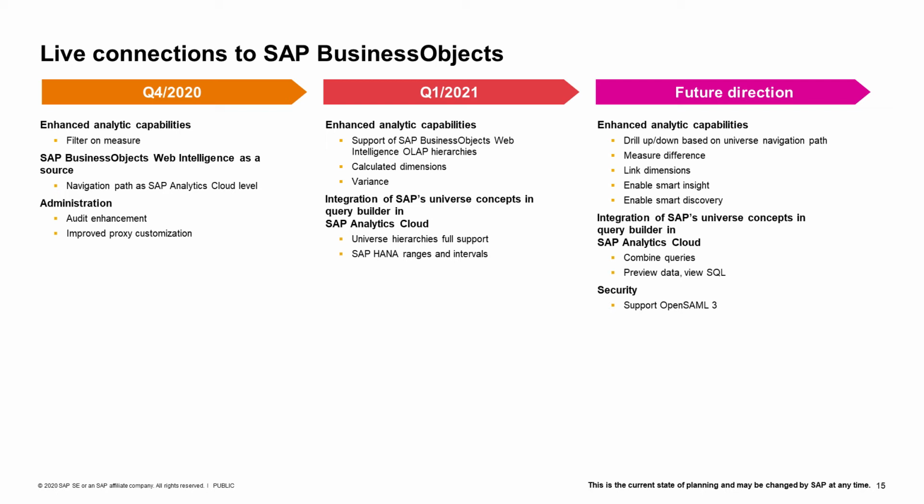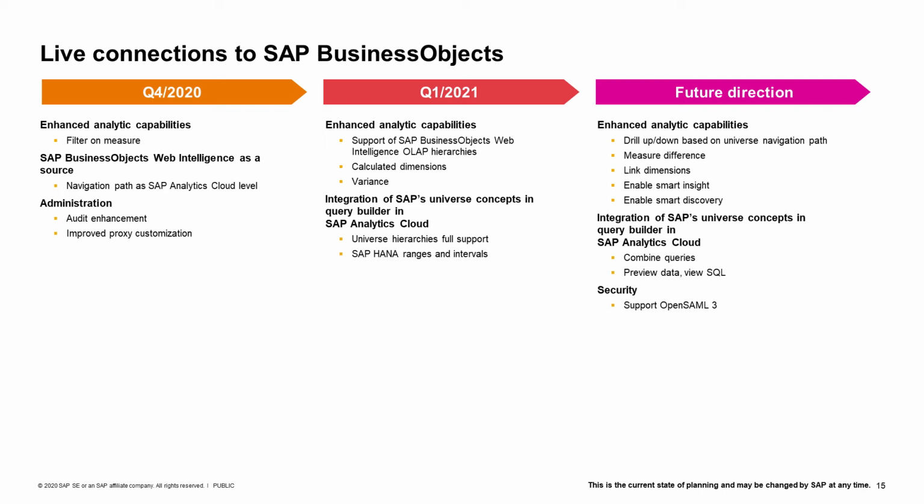The second category is the query builder area and the capacity to reuse all metadata coming from universes and documents. For instance, the navigation path in Webby documents will be supported in Q4 with the ability to drill down in the SAC story. And all hierarchies will be leveraged in Q1 2021 with the expand collapse levels capacity. And more complex features, such as combined queries or View SQL, will come later, also in the future.